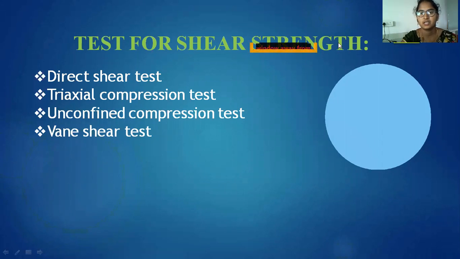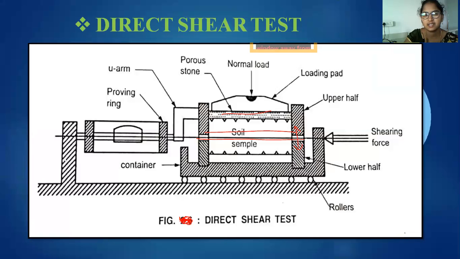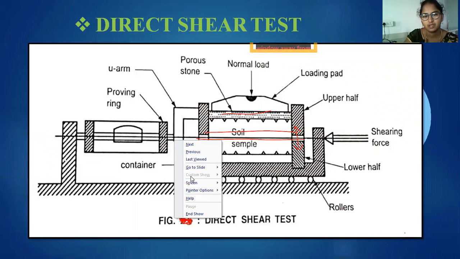My subject is Geotechnical Engineering. Today we are going to discuss shear strength. How do you determine shear strength from your Geotechnical Engineering laboratory? There are 4 tests already discussed in the previous class: direct shear test, triaxial compression test, unconfined compression test, and vane shear test. So here we'll discuss the direct shear test in today's class.